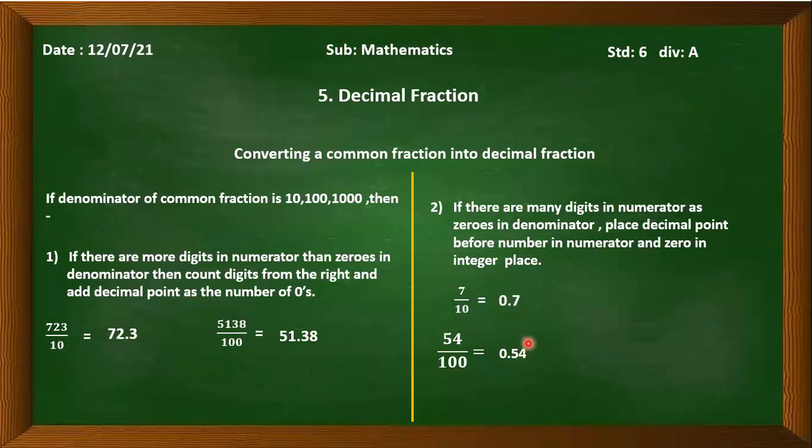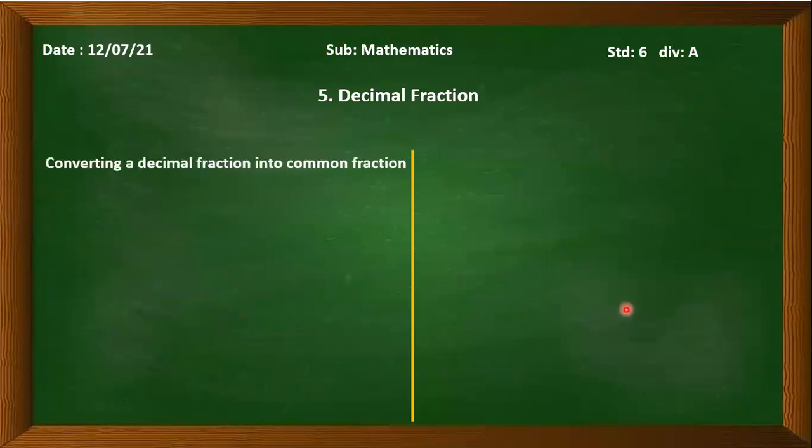So we will move on to the next conversion, which is converting a decimal fraction into a common fraction. In the previous slide, we converted a common fraction into a decimal fraction, right? So now we are going to convert a decimal fraction into a common fraction. It's very simple. It's simpler than the previous one. If you understood the previous concept, then it is easy to understand this one. So directly let us take an example.